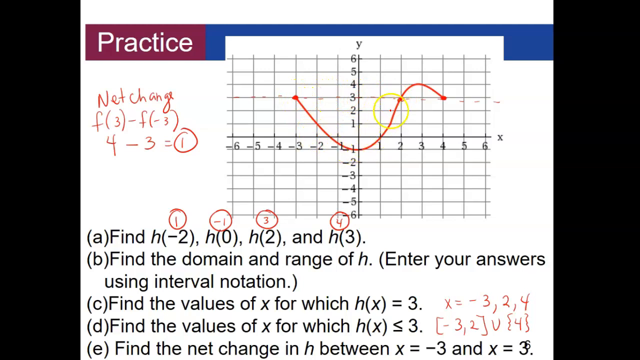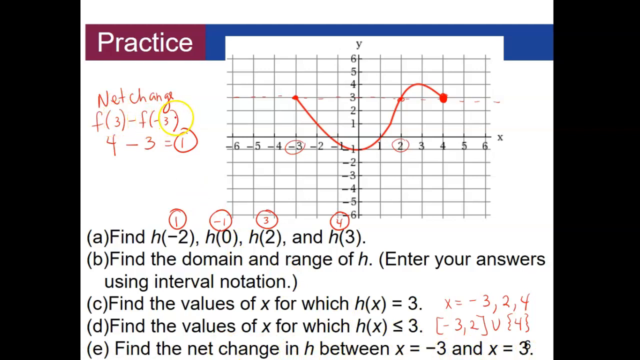So this is the part of the graph where it's less than that. So from negative 3 to 2. But I'm also going to have to pick up this point here because this point actually equals 3. And since this said less than or equal to 3, I do need to pick that point up as well. If it just said less than 3, then I would have had parentheses here, and I would not have had to include this part.